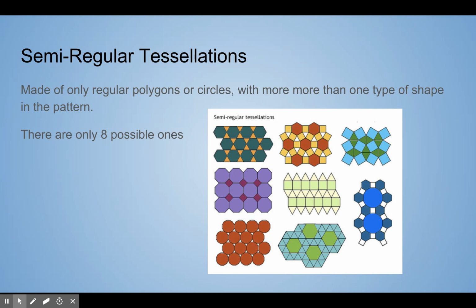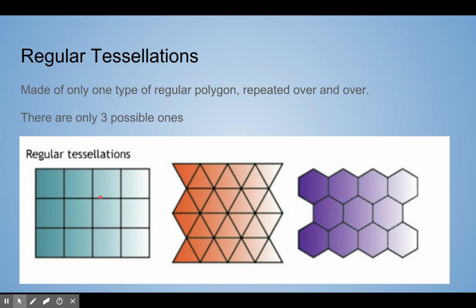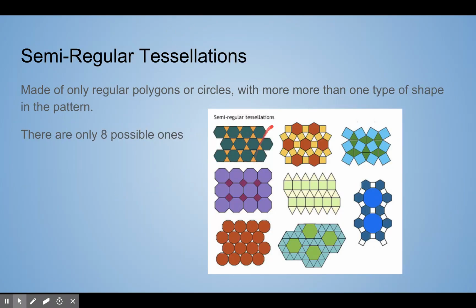And these are the possible semi-regular tessellations. A semi-regular tessellation is made up with only regular polygons or circles, but there's more than one type of shape in the pattern. So as you can see with the regular tessellations, it's just one type of shape. With semi-regular, you have two or more shapes, but they still all need to be regular polygons. Now, there are only 8 of these that have been found. So no one has ever been able to find another semi-regular tessellation that uses only regular polygons.